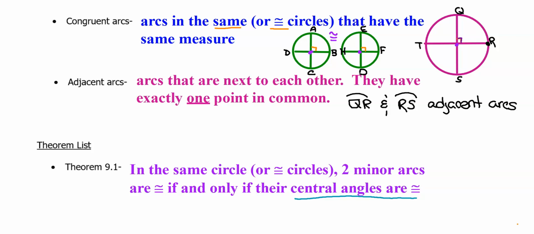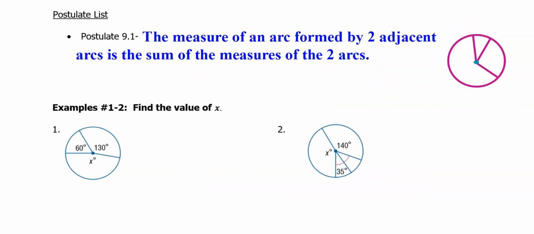All right, postulate 9.1 now says the measure of an arc formed by two adjacent arcs is going to be the sum of the measures of the two arcs. You can see I have a diagram here. If I put A, B, and C, the measure of arc AB plus the measure of arc BC, notice I'm still using that notation with the M, equals the measure of the arc A all the way to C.